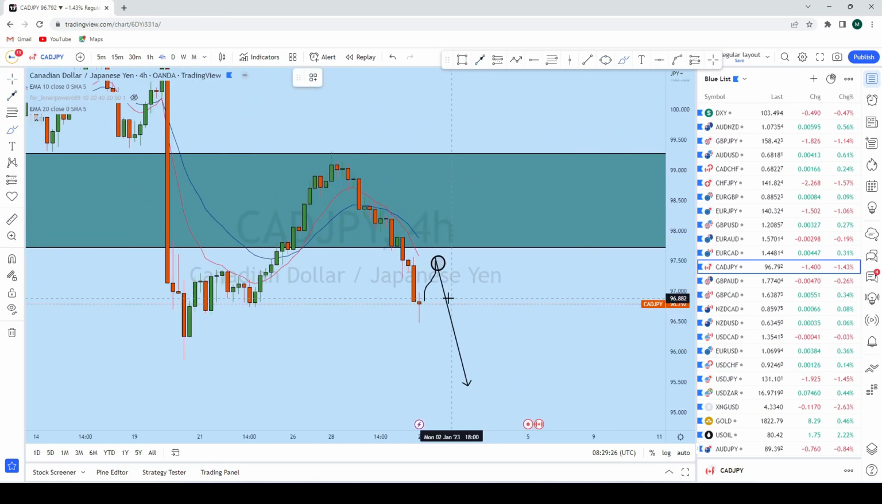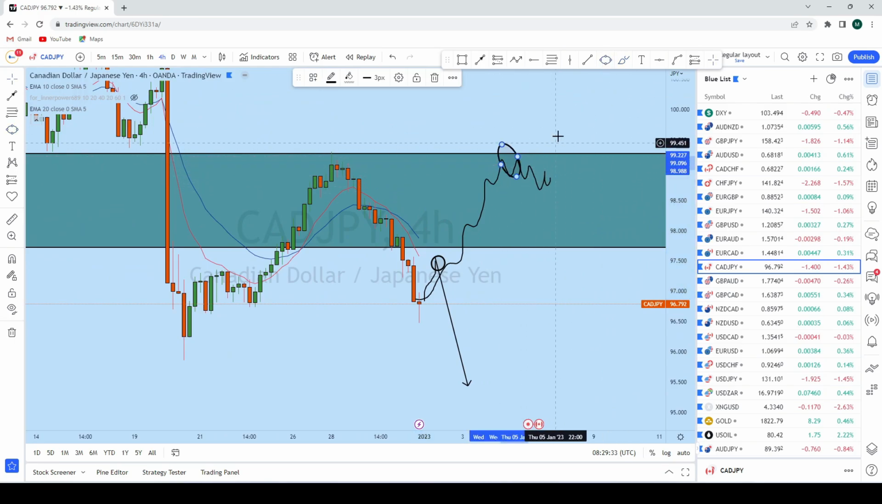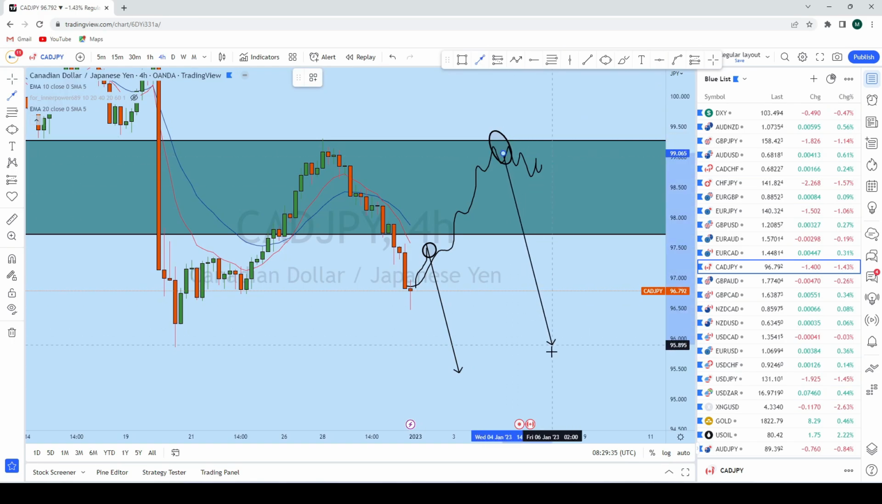On the other hand, we will wait for CADJPY to test this level, and along this zone, if we see CADJPY giving us a suitable entry opportunity to take this move to the downside, it will be a high probability trade setup with our students.